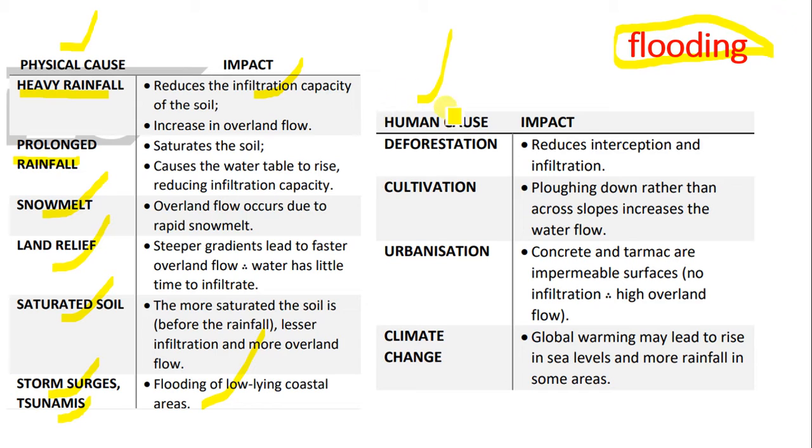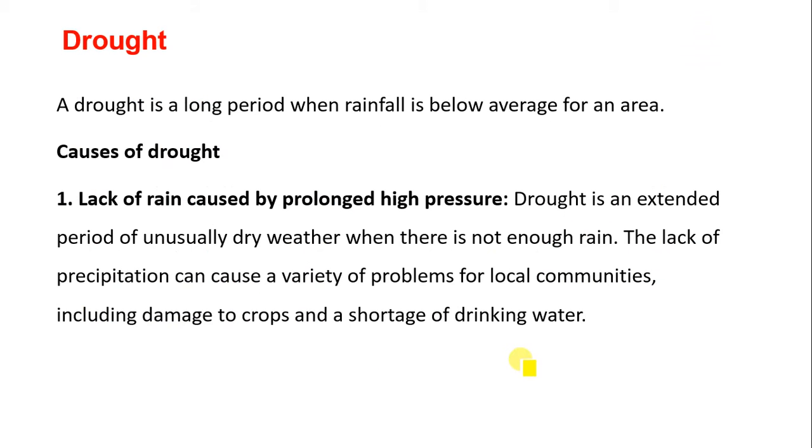Then human causes of flooding include deforestation, which reduces interception and infiltration. Cultivation of land: plowing down rather than across the slope increases water flow. Urbanization: concrete and tarmac are impermeable surfaces, so no infiltration takes place. They do not allow water to pass through, therefore leading to high overland flow. Climate change: global warming may lead to a rise in sea level and more rainfall in some areas.